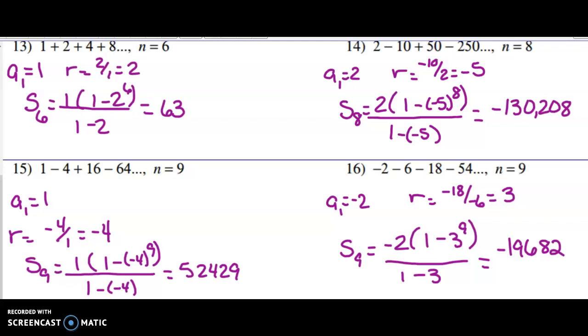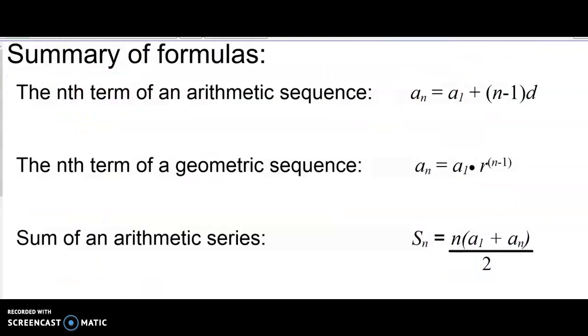Okay, here are problems 13, 14, 15, and 16. By now, as long as you're given the information, the only thing you really have to choose is which formula you are going to use. On some sheet of paper, I would suggest that you have all of the formulas written down.